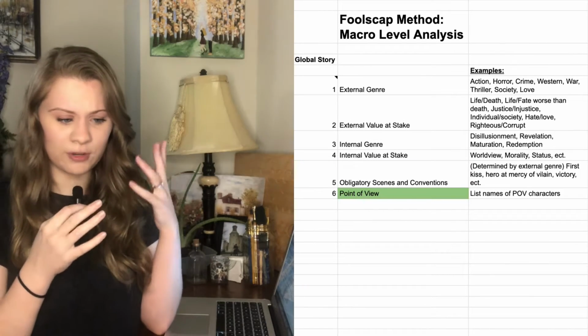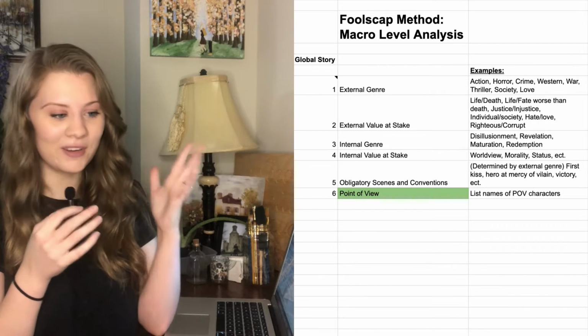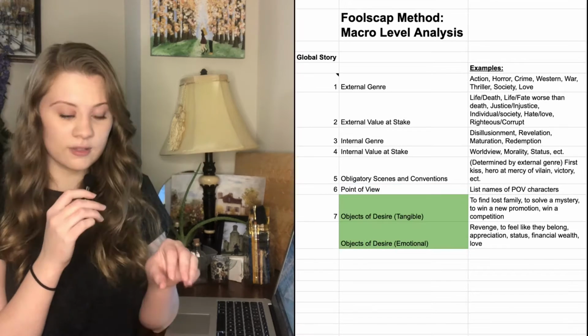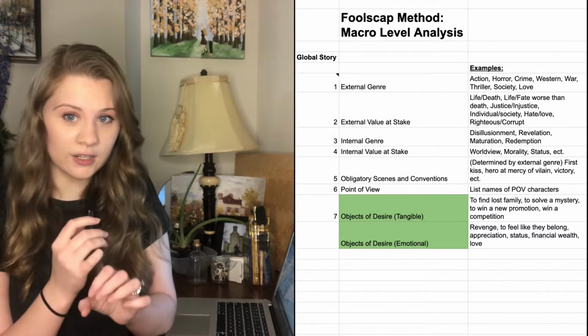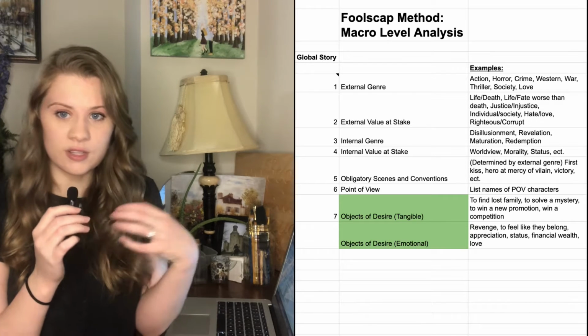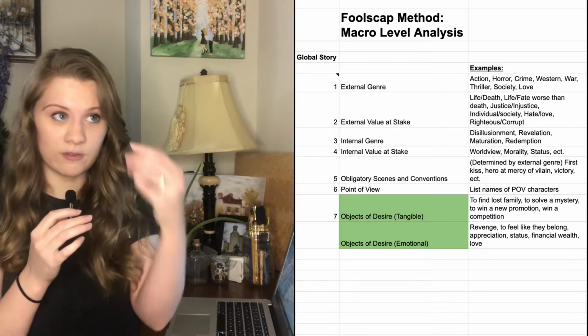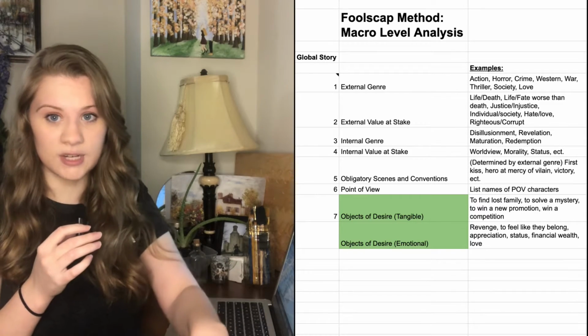The next thing to know is point of view. This is not hard. I have 2 characters, and so point of view is going to be one or the other. Second to last thing is objects of desire. This is, I believe, both the tangible goal and also the emotional want. Whatever that object of desire is, you're going to write that out and keep that in the forefront of your mind because that's going to drive the story, is the protagonist's goal.